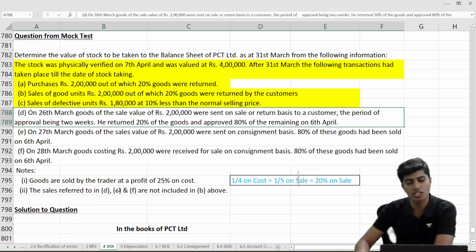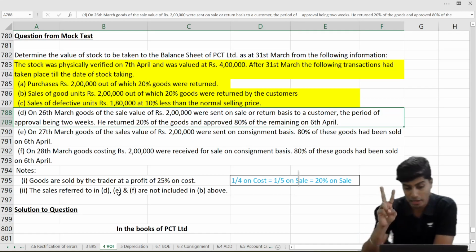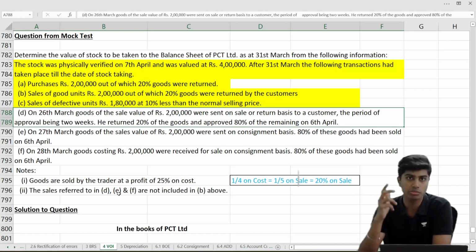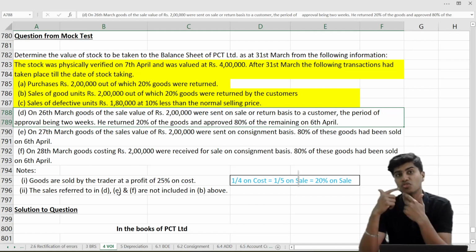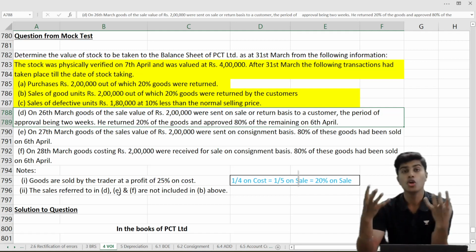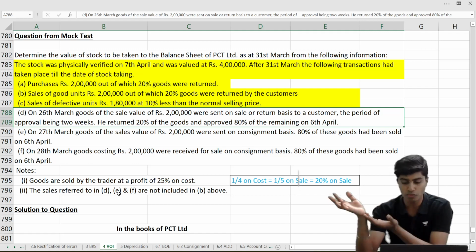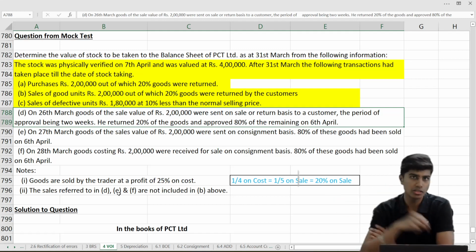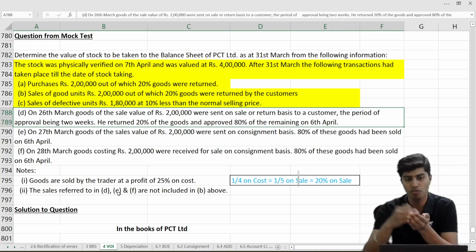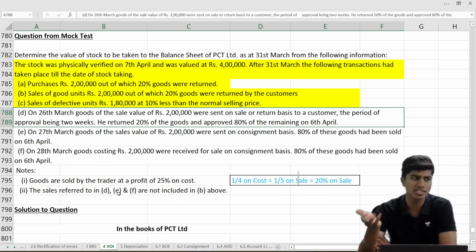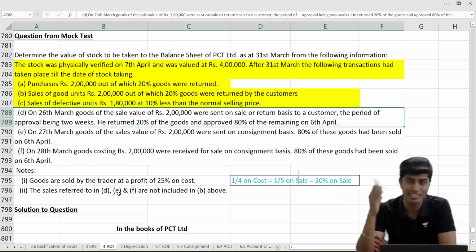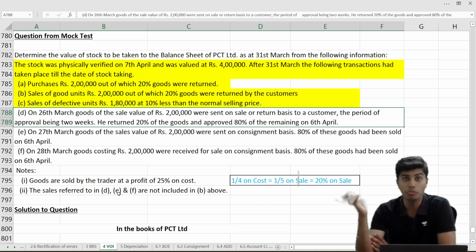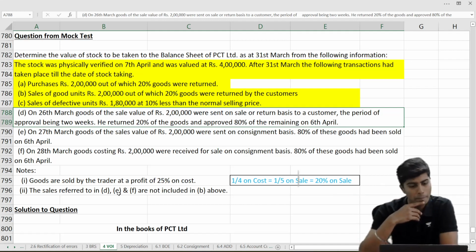On 26th of March, goods of sale value 2 lakh were sent on sale or return basis to a customer. Remember, whenever the goods are sent on sale or return basis, you have only transferred the possession of the goods, not ownership. You have the ownership, you have given the possession of the goods to the other party for him to sell. Very good. The period of approval being 2 weeks. From 26th of March, you've given 2 weeks. That falls in the next financial year. 2 weeks is about 14 days. So from 30th of March, then first till 9th of April is the time that he has to return these goods. If not, he has to accept and then pay.